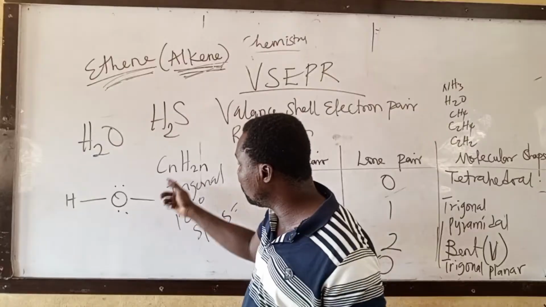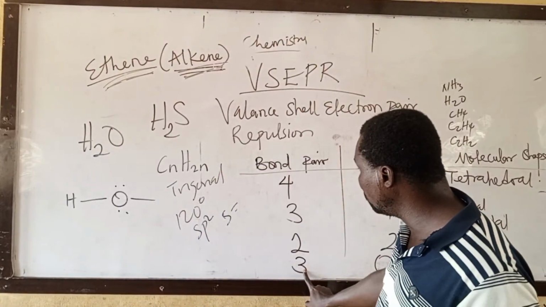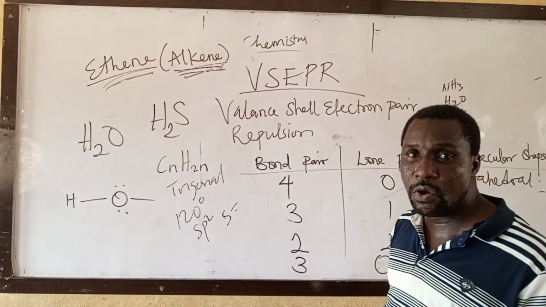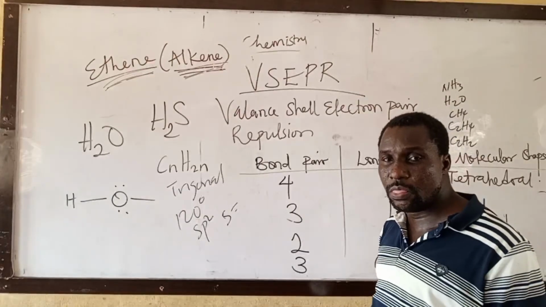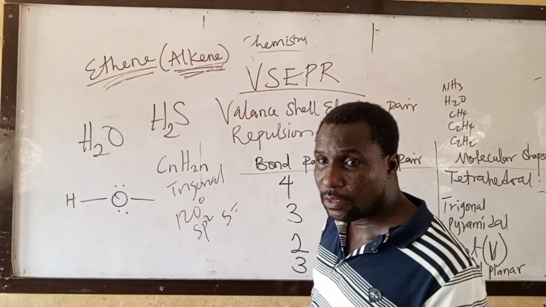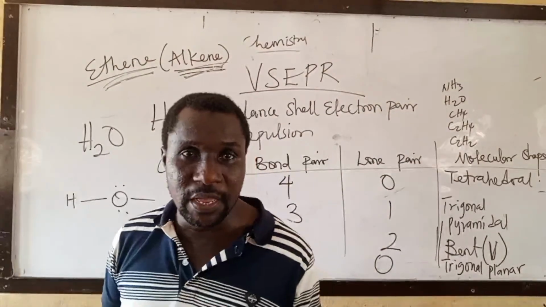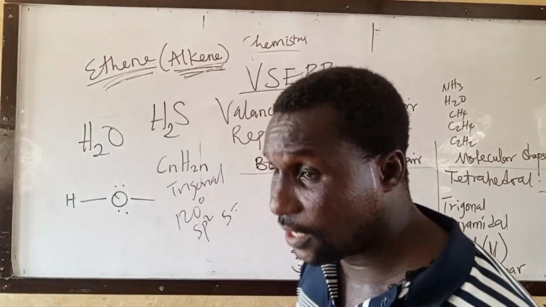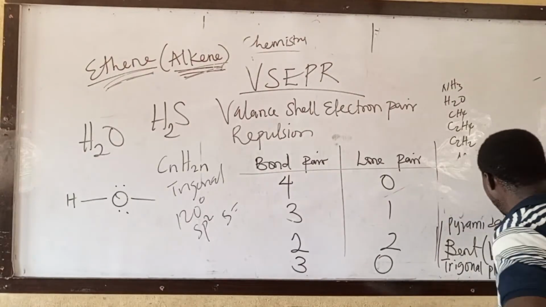First member of this homologous series is what? Ethene. And the shape is what? Trigonal planar. Why? Because it has 3 bond pairs and 0 lone pair. The central atom has 3 bond pairs, 0 lone pair. Take note of that, please, so that we can call it a day. Let's move. Should I rub this one off? Let me rub this one off.